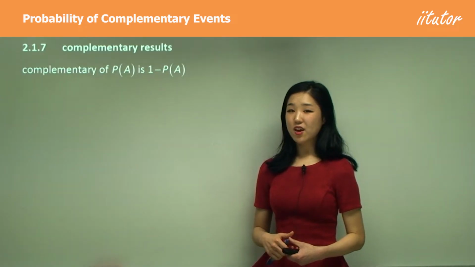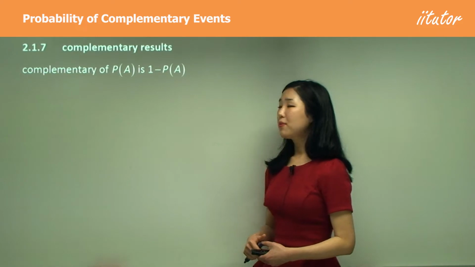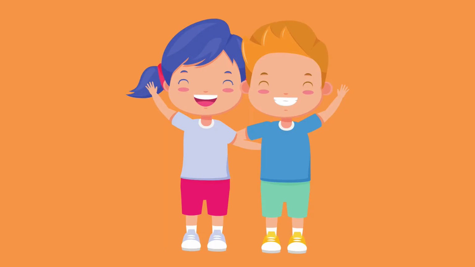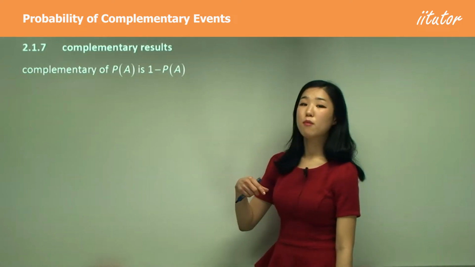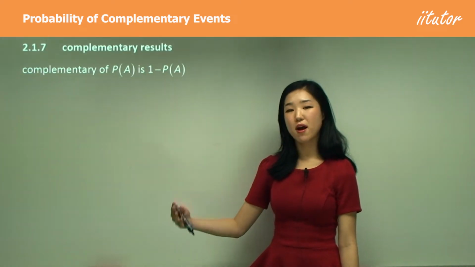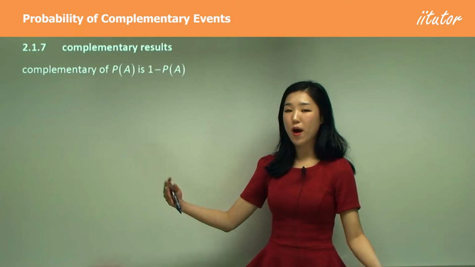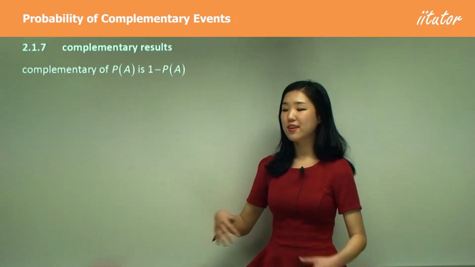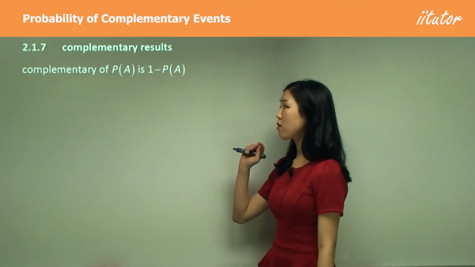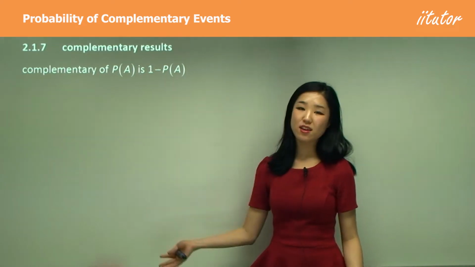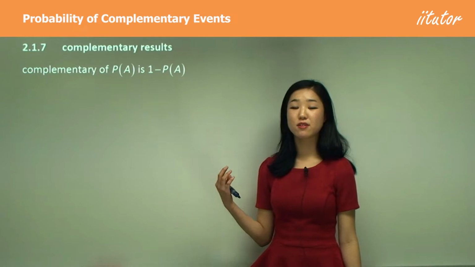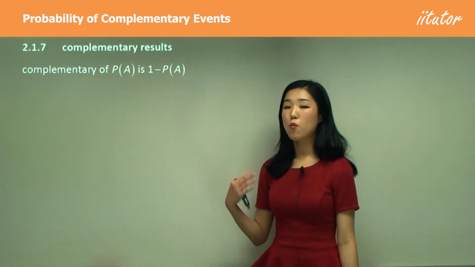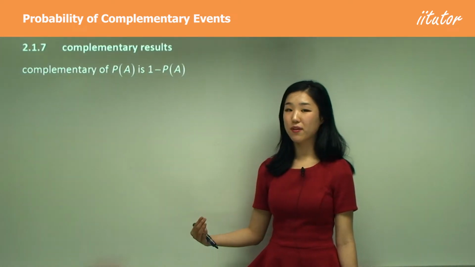Now we're going to be looking at complementary results. Complementary results are results that are opposite of each other. For example, the complement of the probability of A will be 1 minus the probability of A, because 1 is the entire probability, so if I subtract the probability of A from 1, the remaining is what I'll get. Say P is the probability of surviving, of living, then 1 minus P will be the probability of dying.